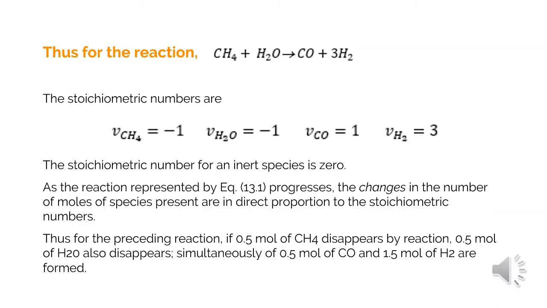As the reaction represented by equation 13.1 progresses, the changes in the number of moles of the species present are in direct proportion to the stoichiometric numbers. Thus, for the preceding reaction, if 0.5 mole of CH4 disappears by reaction, 0.5 mole of H2O also disappears, while 0.5 mole of CO and 1.5 mole of H2 are formed.